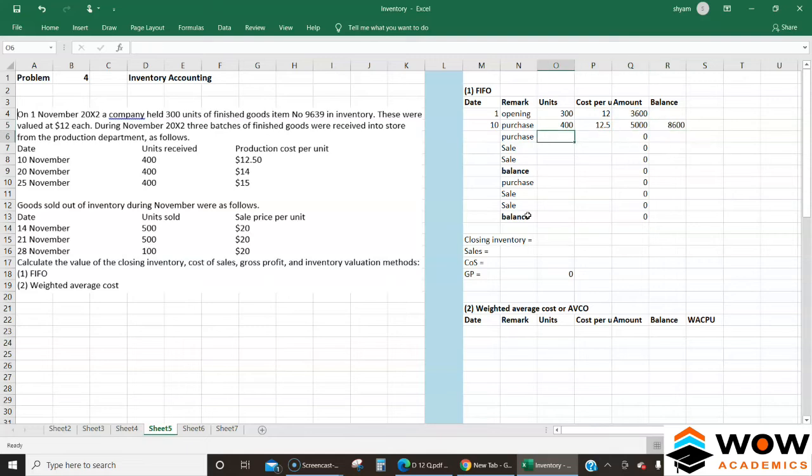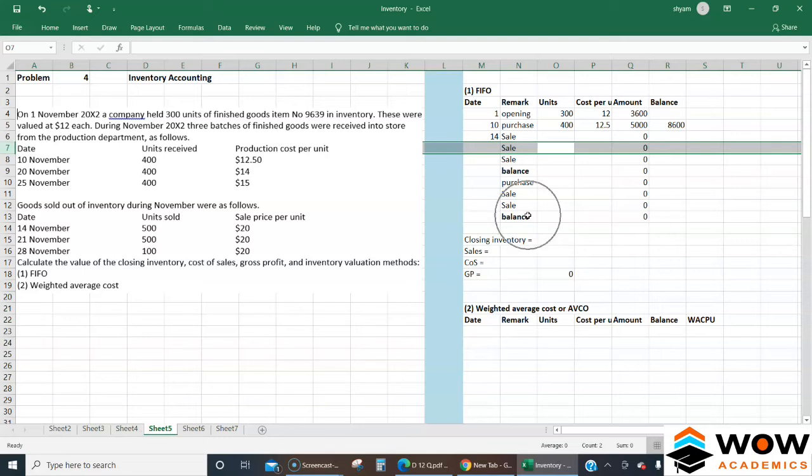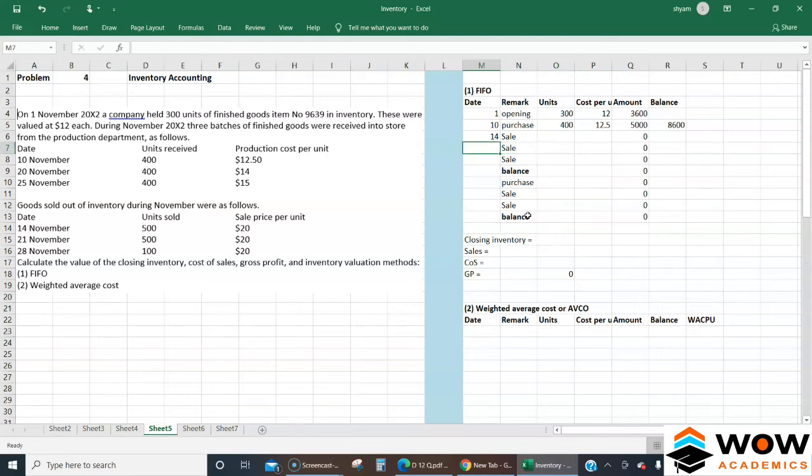Okay, so next, on 14th there is a sale, and the sale is going to be 500 units. If it's going to be 500 units, the problem is going to be two sales, right? So the first one has to be this, and the balance 200 units would be from this. So now we have to adjust and find out our balance.